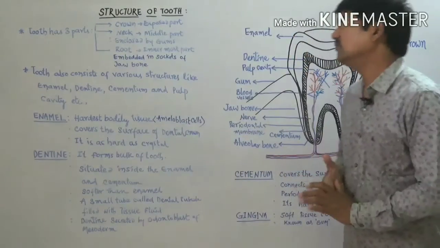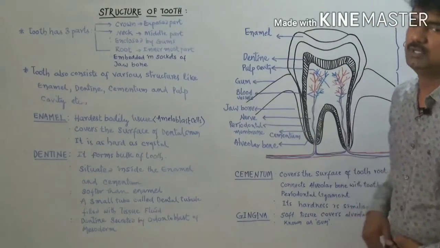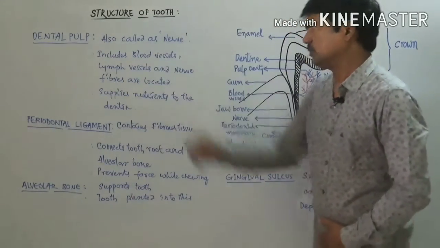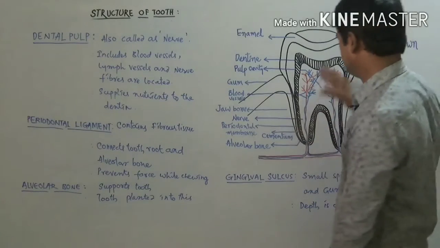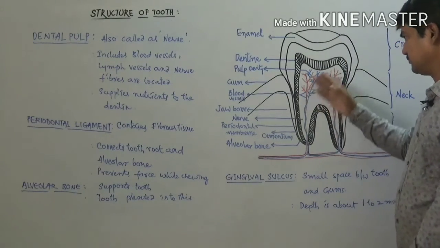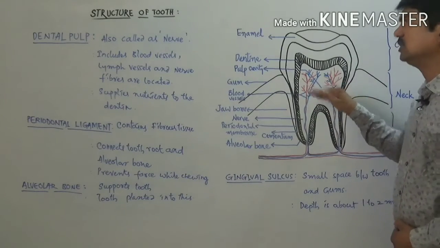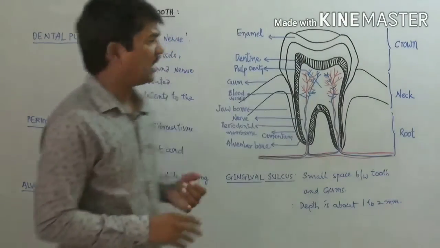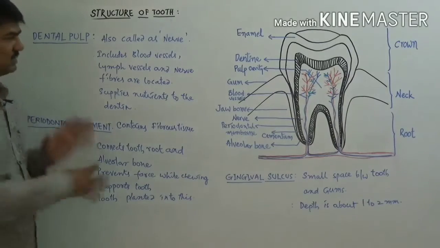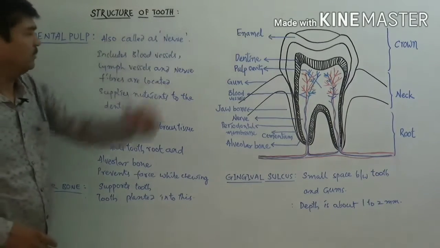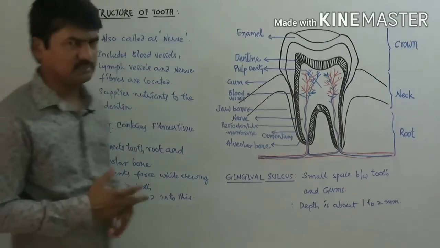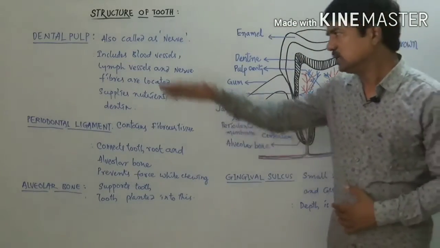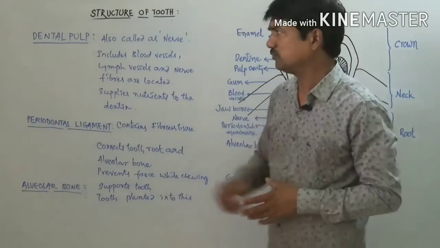These are the characters we can identify in the structure of the tooth. Dental pulp is also one of the characters present in the tooth. It is also called the nerve. The dental pulp is in the center of the tooth. It includes blood vessels and lymph vessels, along with fibers. These are the main components of the dental pulp. It supplies nutrients to the dentine. So the purpose of the dental pulp inside the tooth is to supply nutrients to the dentine. That is the main function of the pulp cavity.